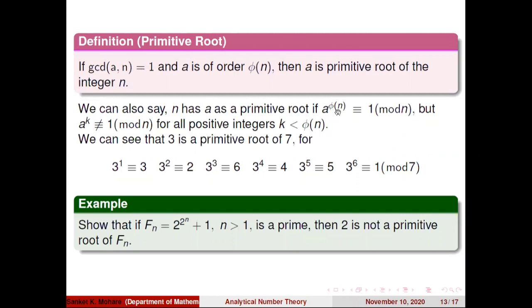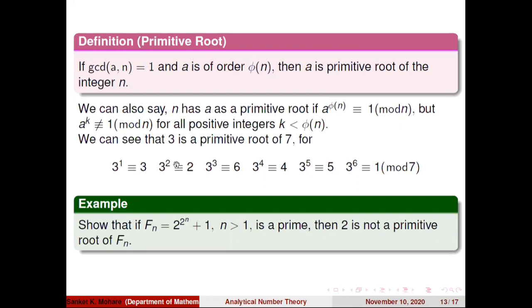Okay, so whenever a to the power phi n is congruent to 1 modulo n, the powers of a which are congruent to 1 modulo n must be greater than or equal to phi of n. Okay, so here is an example. 3 is a primitive root of 7. For example, 3 to the power 1 is congruent to 3 modulo 7.